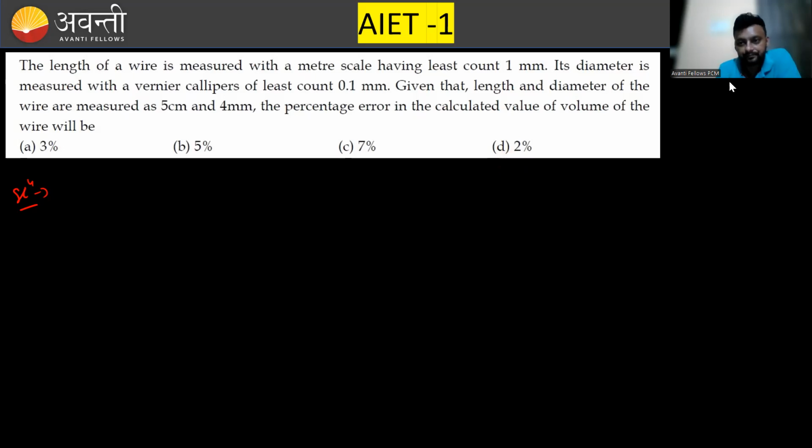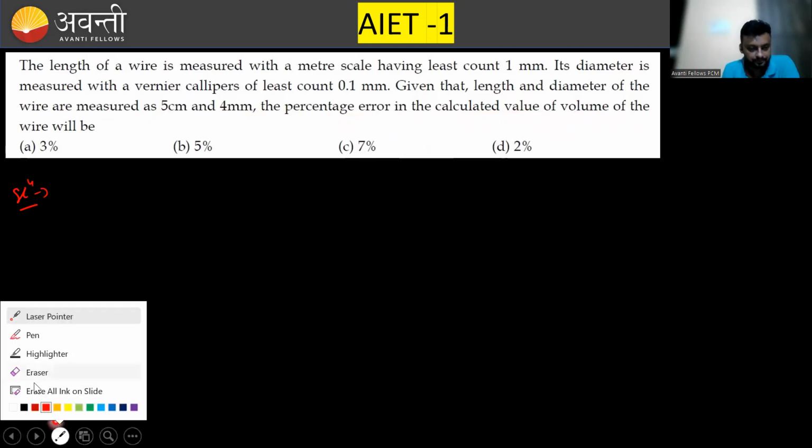So least count is treated as the error in the measurement. Okay, done. Moving further, its diameter is measured with a vernier calipers of least count of 0.1 mm. That means you know the error in the measurement of length is 1 mm. Error in the measurement of diameter is 0.1 mm. Now, given that length and diameter are measured 5 and 4 mm, what will be the percentage error in the calculation of volume of the wire? So now, let's start.